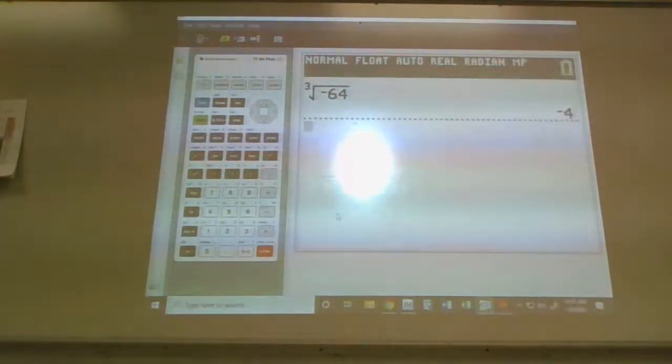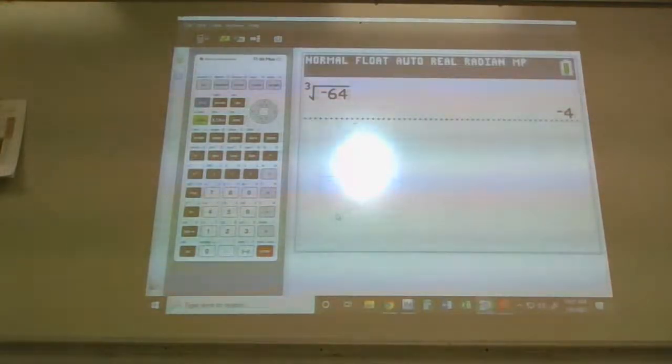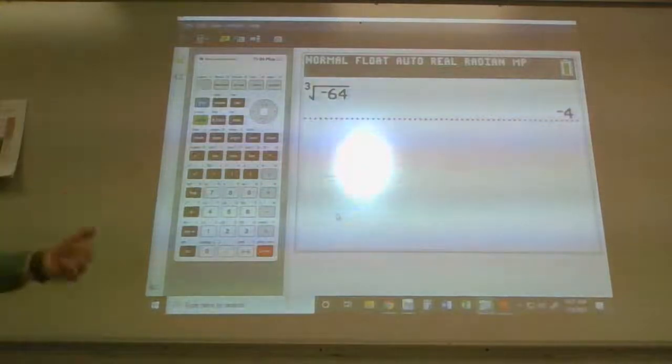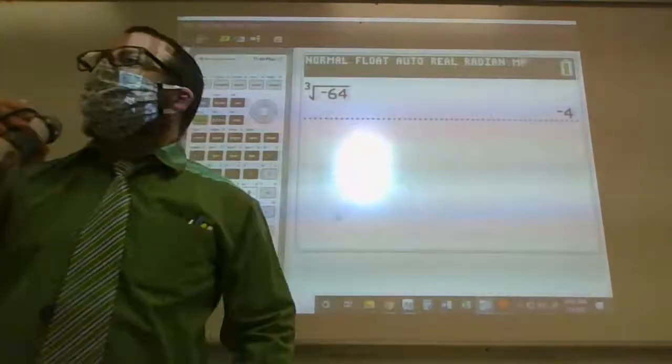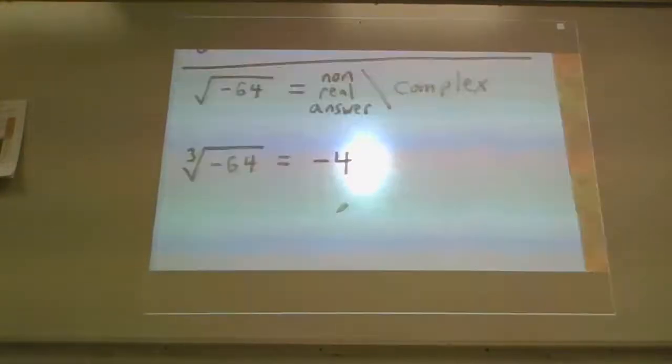Why? Why does the cubed root all of a sudden actually give you an answer? The cubed root of a negative? I thought you couldn't take the square root of a negative. Correct. You can't take the square root of a negative, but you can take the cubed root of a negative. Why? For the sake of time, I'm going to have you write this down into your notes.